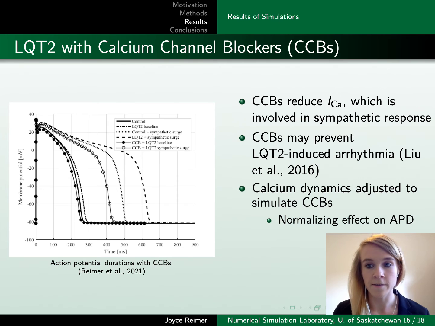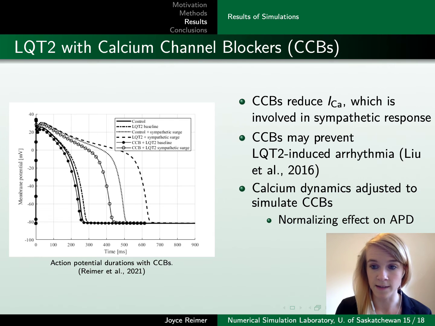Finally, these are the results of our simulation of calcium channel blockers, which are sometimes used to prevent LQT2 arrhythmias. So as you might guess from the name, calcium channel blockers reduce the calcium current in the heart, which is a current heavily involved in the sympathetic response. To simulate this, we adjusted the calcium parameters again to reduce ICa, and we found that this had a normalizing effect on the action potential duration.